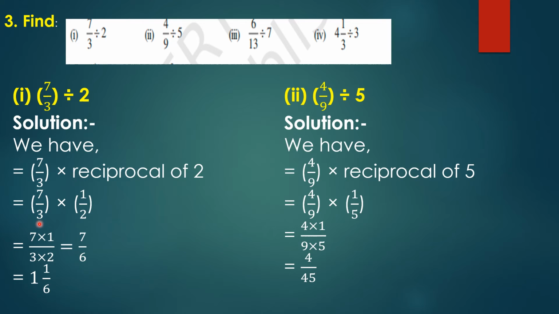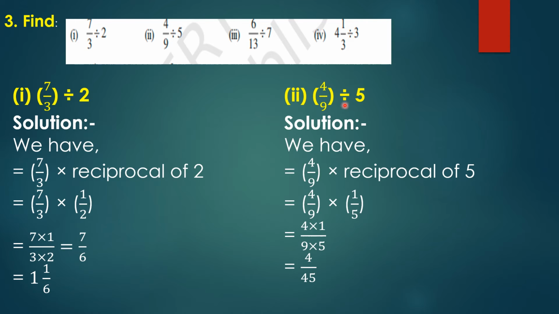Therefore 7 by 3 into 1 by 2. Now we have to do the multiplication of the two fractions. We have to multiply the numerators and denominators separately. Therefore this will become 7 into 1 divided by 3 into 2, which is equal to 7 by 6. This can be converted into a mixed fraction: 1 1 by 6, because 6 ones are 6, 6 plus 1 is 7. 7 by 6 is the answer.